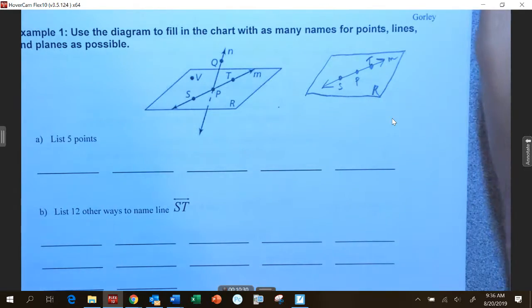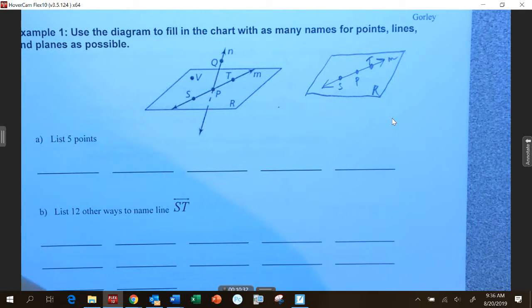Now I'm going to change color for this next one just so you can see it better, but you do not have to if you don't want to. We're just practicing drawing. I'm now going to draw the line that is passing through the plane.